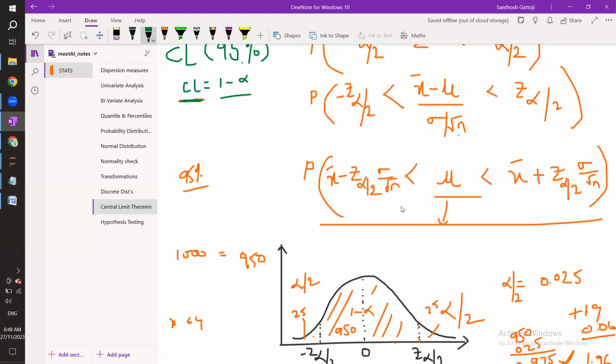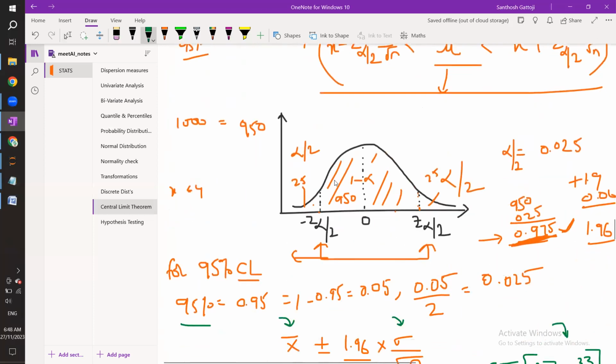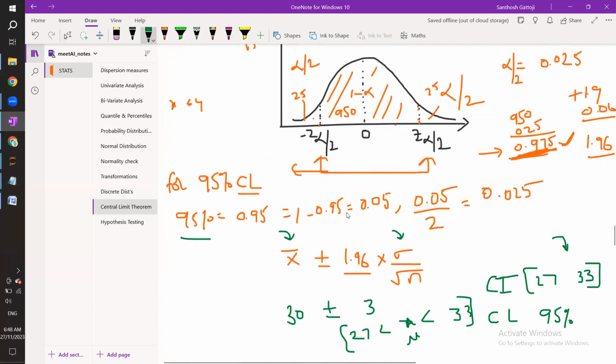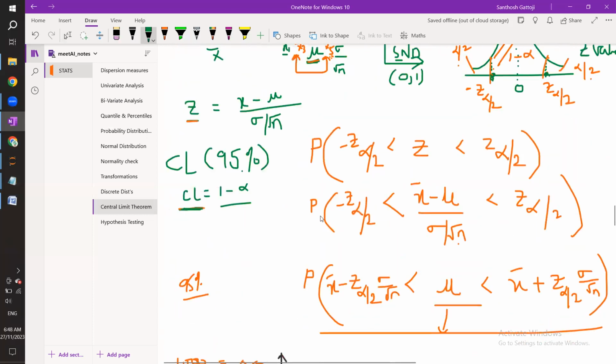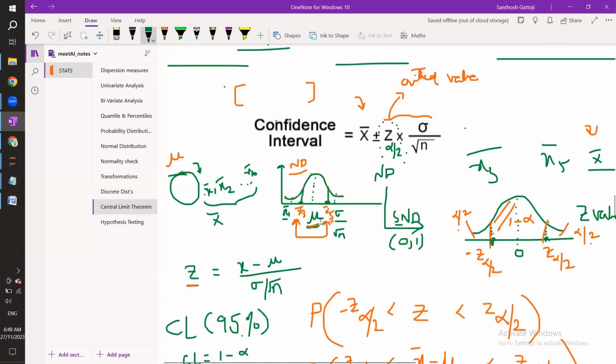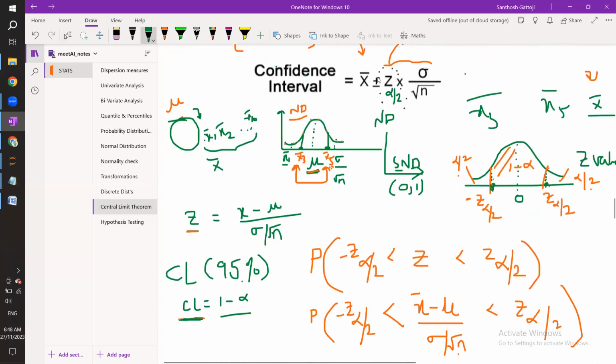Okay, and how did you find the z values? Based upon the 95% value, so we considered 1 minus 0.95. All these scenarios we have done. But the main important point I would like to highlight over here is the z. How did you get this z?